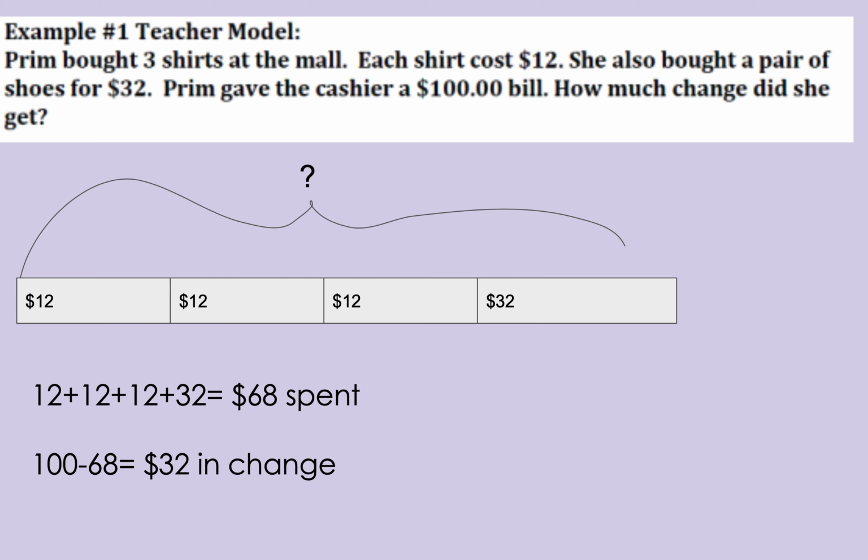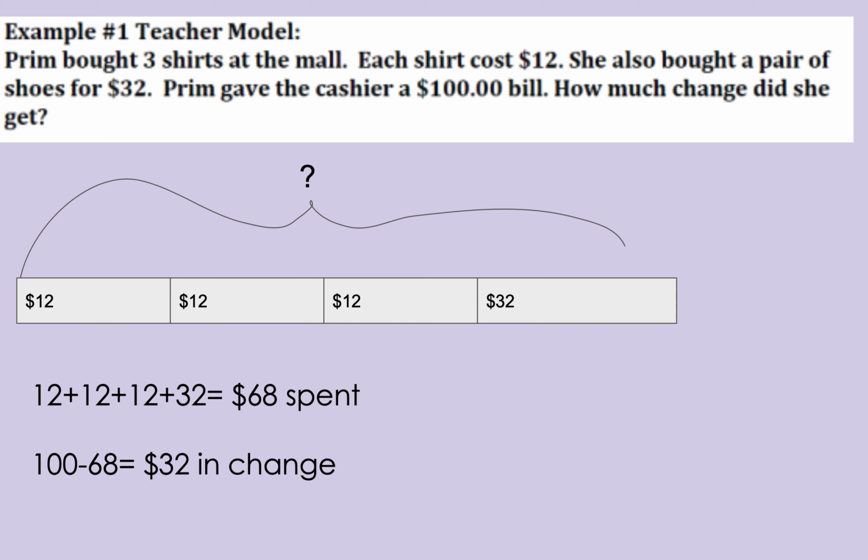So after adding up the price of each purchase, we know that Prim spent $68. Does this answer our question? No way. The question asks us how much change she received, not how much she spent. We know that Prim spent $68 and gave the cashier $100. So to find how much money she received back, we're just going to subtract 68 from 100. So 100 minus 68 is $32 in change.